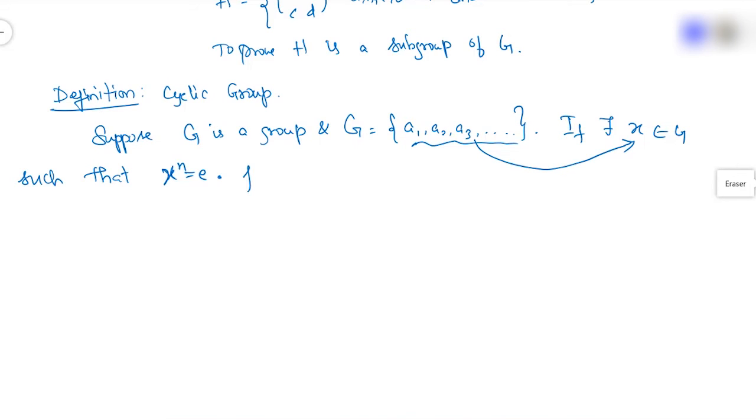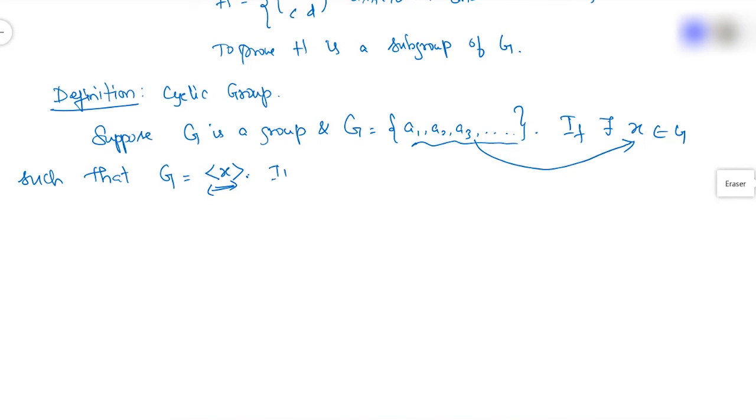For n belonging to integer, this is very important. For X power n equal to E, that's not right actually. It's right, but only in a finite interval. In general, we should not use this, X power n should not be used, such that the entire G is generated by this particular X. Then we use this notation, generated by X.